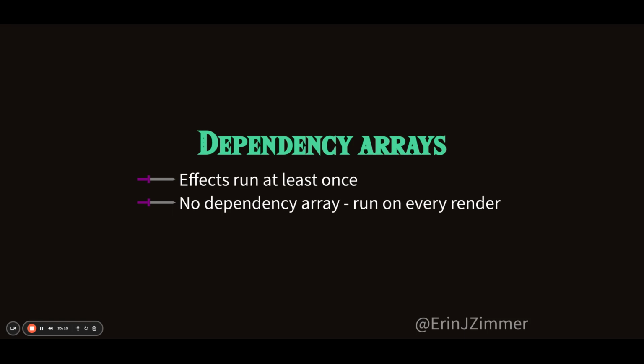So a couple of things you might have noted about the dependencies arrays. First of all, the effects always run at least once. Secondly, if there's no dependencies array, it will run on every render. And thirdly, something that wasn't perhaps as obvious from the code, if you pass in an empty dependencies array, it will run exactly once. And that's because effects are guaranteed to run at least once, and if there's nothing in the array, it can never change. So it's only going to run exactly once.